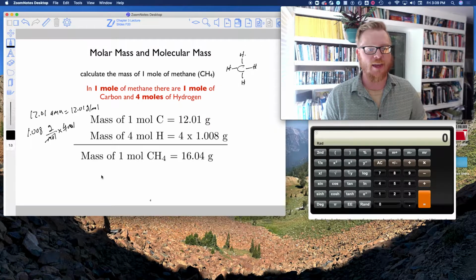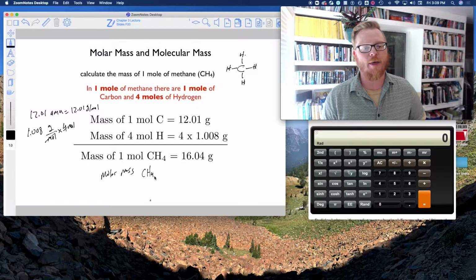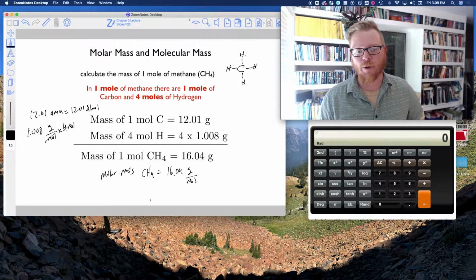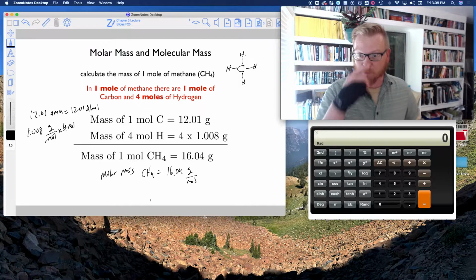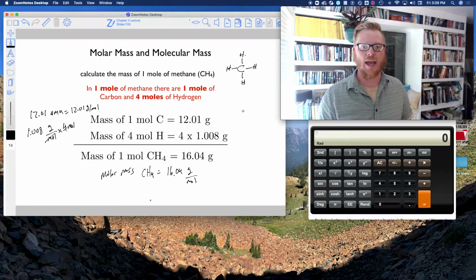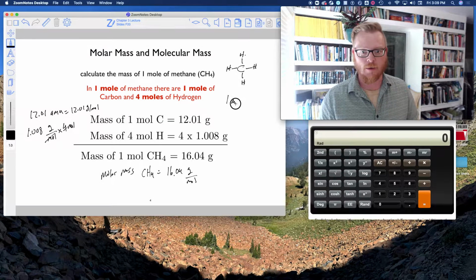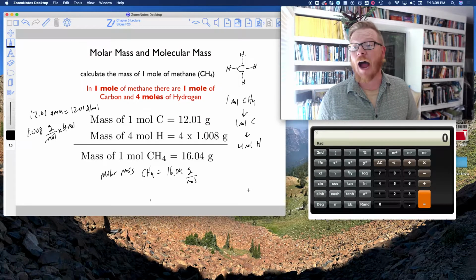Okay, and we could say then the molar mass of methane, I'm going to write it as 16.04 grams per mole. Okay, and by saying gram per mole, that's implied that it's gram per 1 mole. And so let's just back up for a second. Let's remind ourselves what's happening with this thing. In 1 mole of methane, there's 1 mole of carbon, and there's 4 moles of hydrogen.